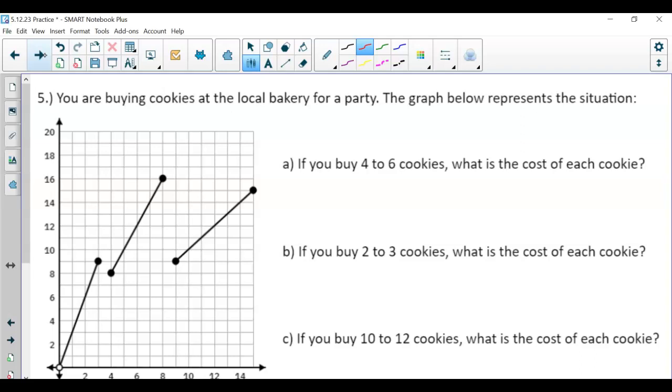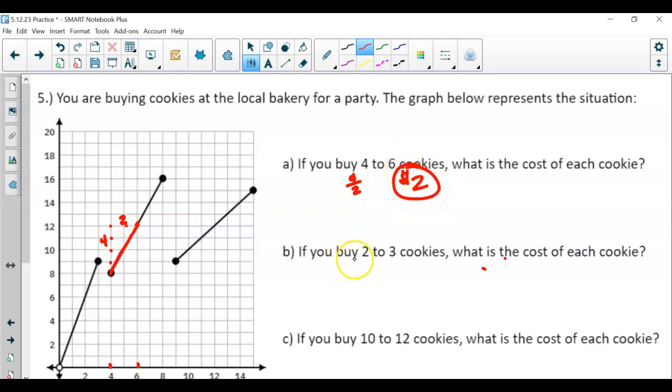So number 5 is the same now, just in graph form. So here, if I want to know if I'm buying 4 to 6 cookies, so again, 4 to 6. So here is 4 and 6. What is the cost of each cookie? Well, if you think about it, guys, it's asking for the slope, the rate of change. So notice how we're going 1, 2, 3, 4 over 2. So if this is 4 over 2, then that means we have our slope of 2, which means the cost of each cookie is $2.